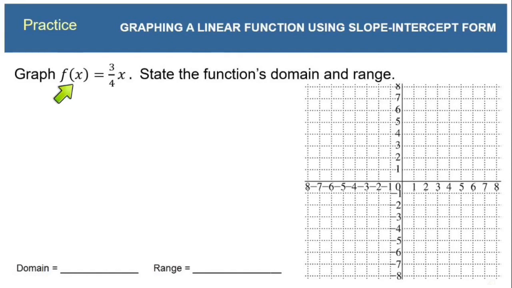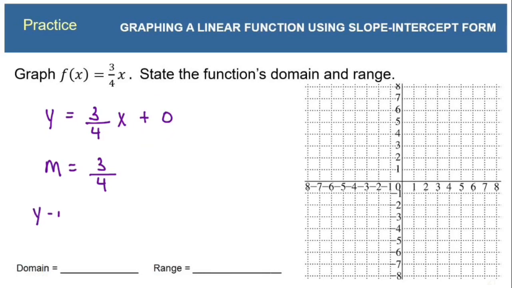Okay, here's one that does not have a constant term. So this one just says f of x equals 3/4 x. Well, if we had to have a constant term to know where the y-intercept was, that constant term would have to be 0 because there's nothing there. So now that you see it written this way, you can know that the slope of this line is going to be 3/4, and the y-intercept is going to be 0, 0.